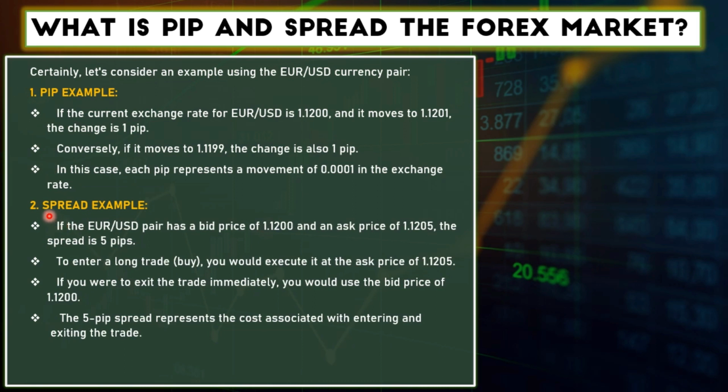If we look at the spread example, if the euro to US dollar pair has a bid price of 1.1200 and an ask price, the buying price, of 1.1205, the spread is 5 pips. That is just the spread. By the time you subtract this from this, the spread is 5 pips.